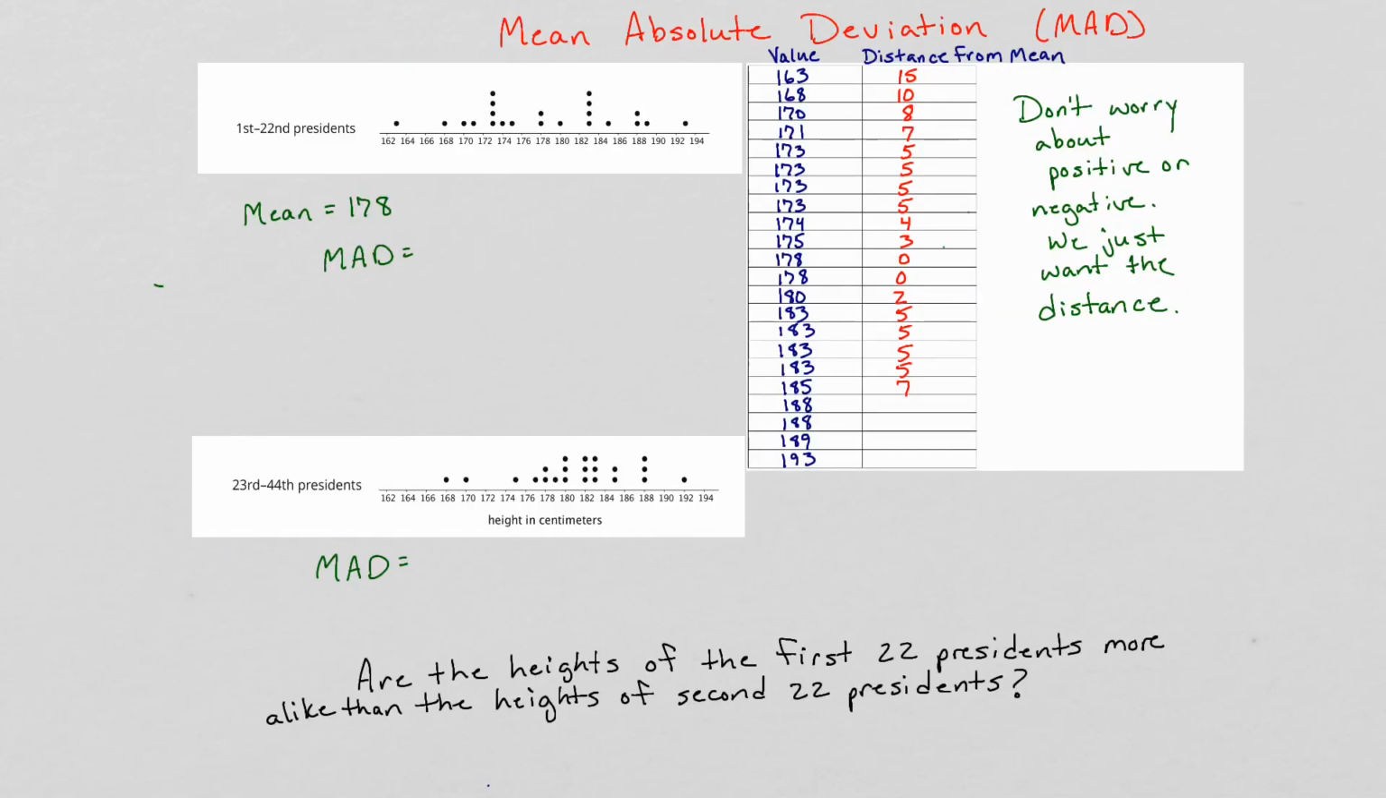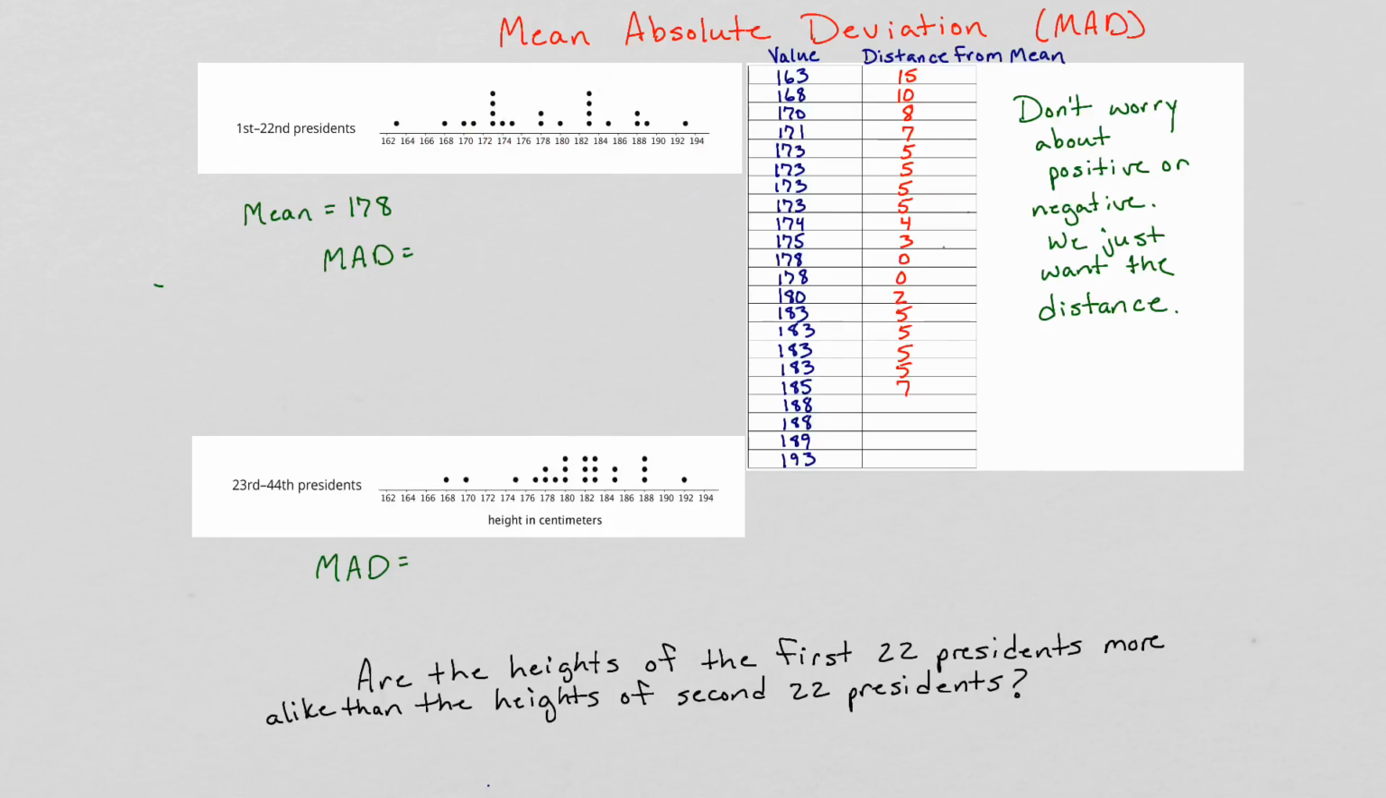Okay, so this video is going to show you how to do mean absolute deviation. And we sometimes call that MAD. And you might get mad when you do it because it takes a little bit of time. It's a lot of calculation, but it's easy. It's very easy.